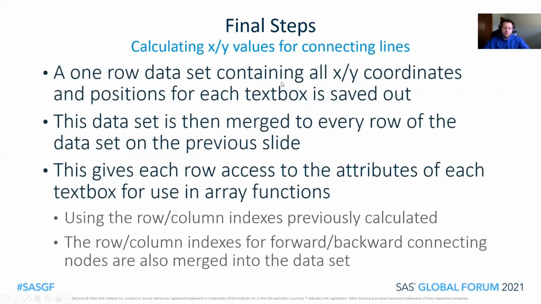So now I just need to make the lines that connect everything. I start by making a one-row data set that has all the XY coordinates and positions of each text box. I use an array where I just contain all those values down to the last row of the data set and output. I then merge that one-row data set into every row of the previous data set so that every single node has access to all the metadata of all the other nodes. I can then use my row and column indexes as well as indexes for the forward and backwards linking nodes in order to grab any data that I need for finding the coordinates to connect the lines.